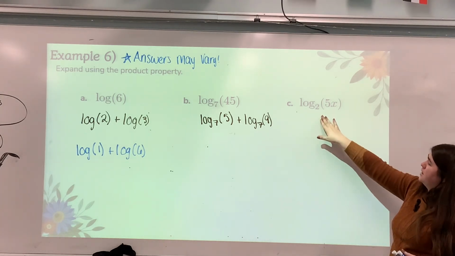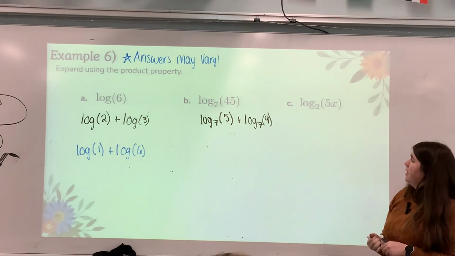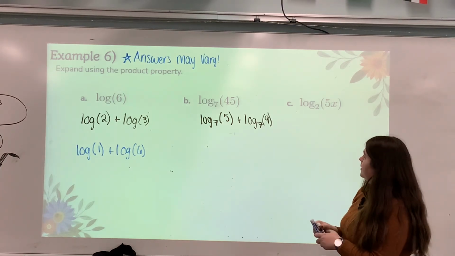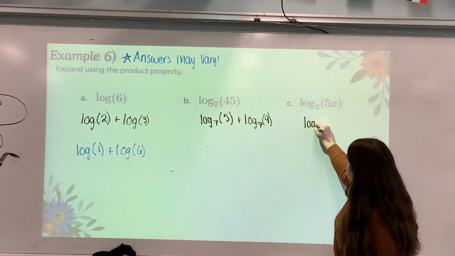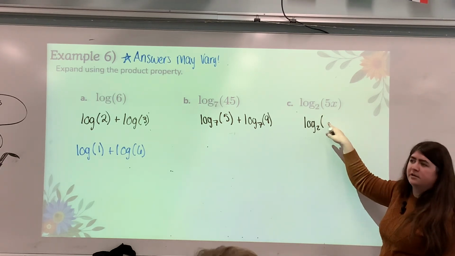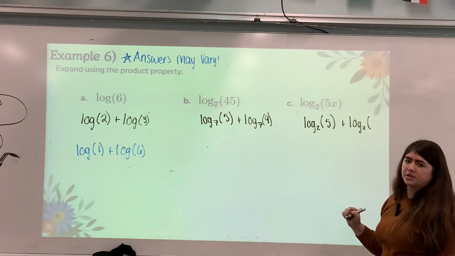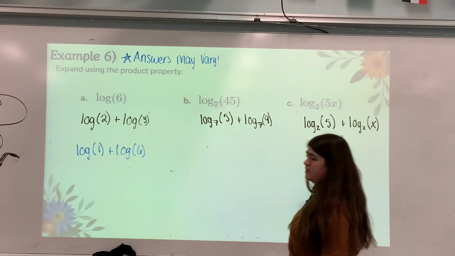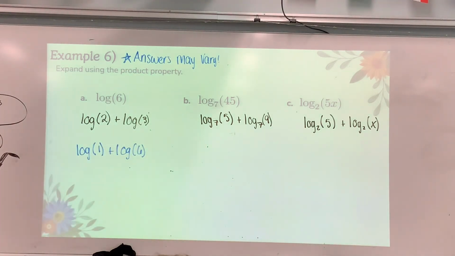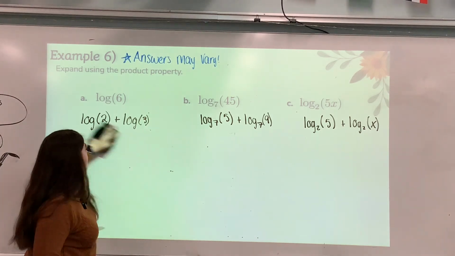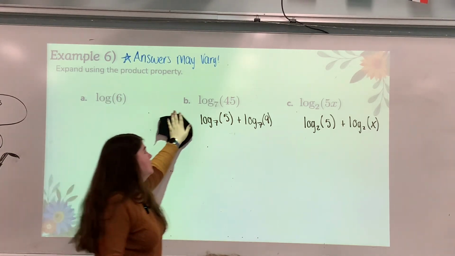All right. Then last one, we have log base 2 of 5x. We could write that as log base 2 of, what's one factor? 5. Plus log base 2 of, what's the other factor? x. What's the only other way we could write that? 5x and 1. I guess there's probably other ways, but with what we're doing right now, that's what we're looking at. Yeah. But sometimes more complicated is not necessarily better.